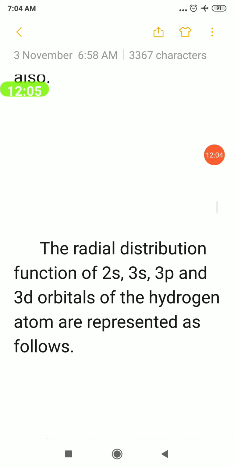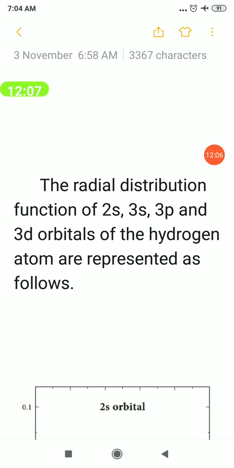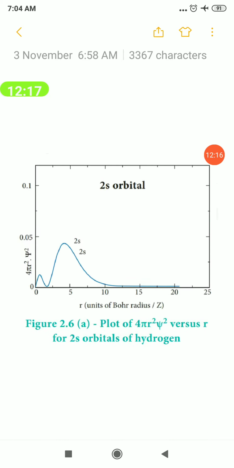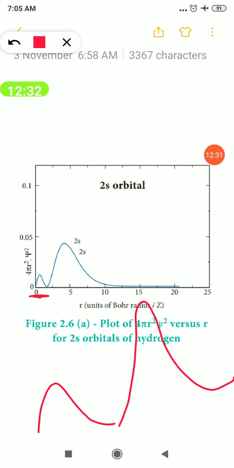Okay, then for the remaining orbitals, the radial distribution functions are given here: for 2s orbital, 3s, 3p, 3d of the hydrogen atom. Now look at the 2s orbital. This is the radial distribution function of the 2s orbital. At r equal to 0, the probability slightly increases, then again comes to 0, then increases again to a maximum and goes like this. Why does this peak come at this place? This peak is for the 1s orbital.